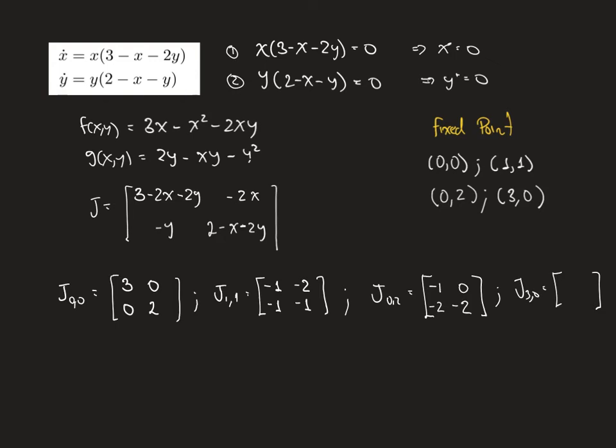Finally, we have 3, 0. So the first one is going to be 3 minus 6. 3 minus 6 is going to be minus 3. Then here we have minus 6. Then this is 0. And the other one is 2 minus 3, minus 1.